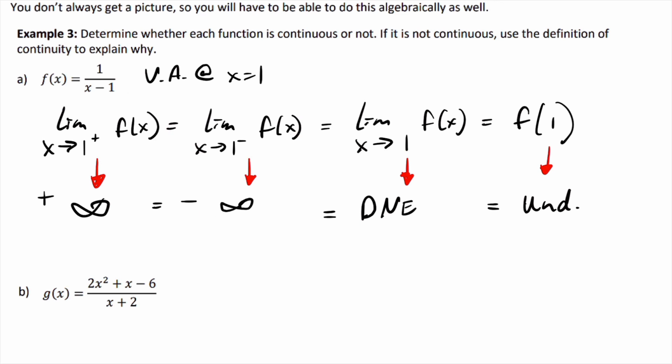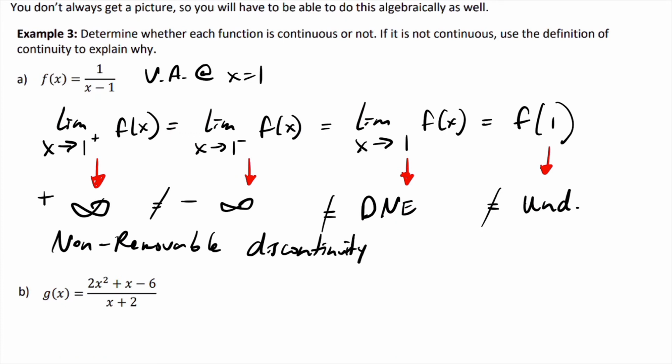So we get a lot of things that don't equal. These don't equal. Those don't equal. We get a lot of things that don't equal. For all of those reasons, there's discontinuity. We would say non-removable discontinuity at x equals 1. Okay.